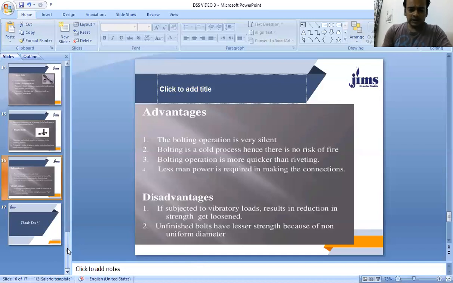Welding you will see in the next slide or the next presentation.